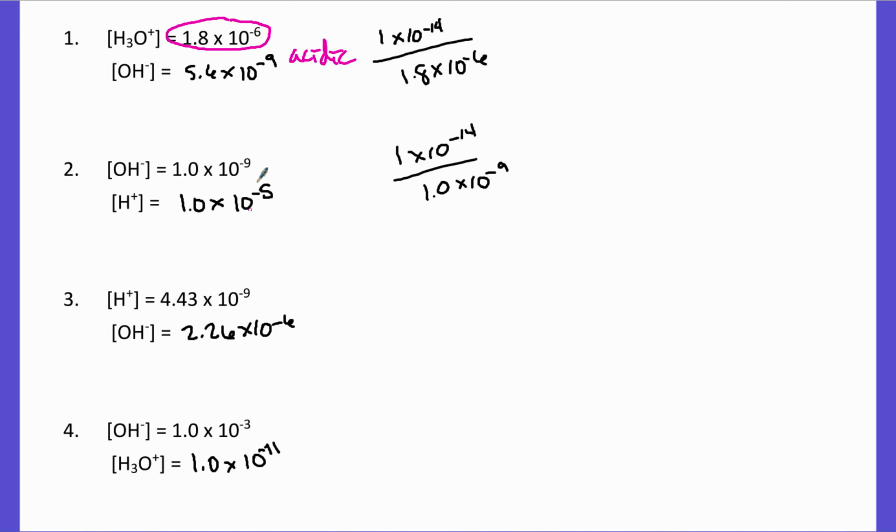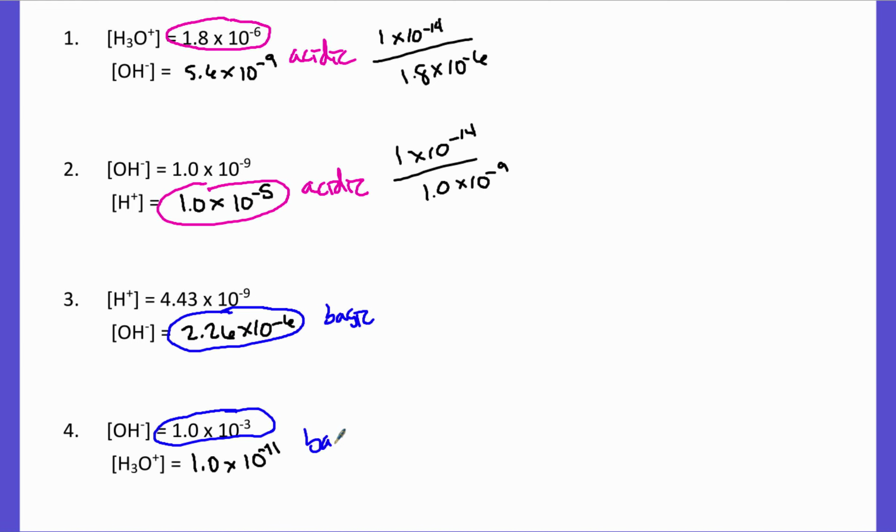Otherwise, same thing's true here. This is a bigger amount, so this would be acidic. Whereas in this example, it looks like the hydroxide ion concentration is bigger because a negative 6 is bigger than a negative 9, same numbers we had before. So this is a basic solution. And then in the last one, negative 3 is bigger. So this is also a basic solution.